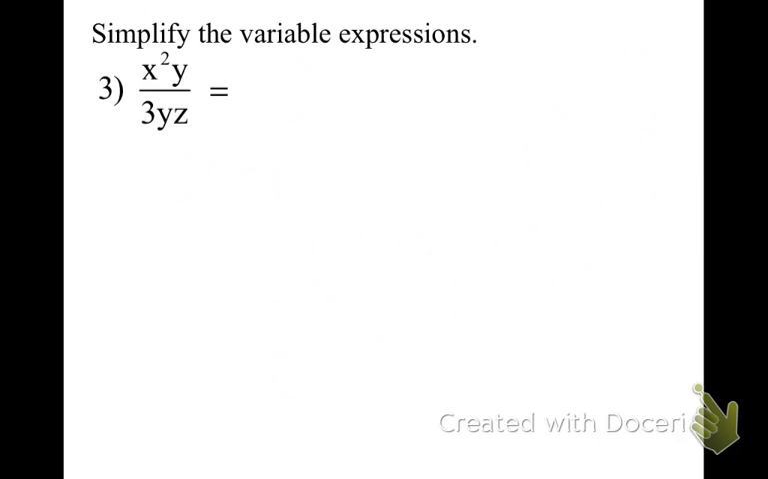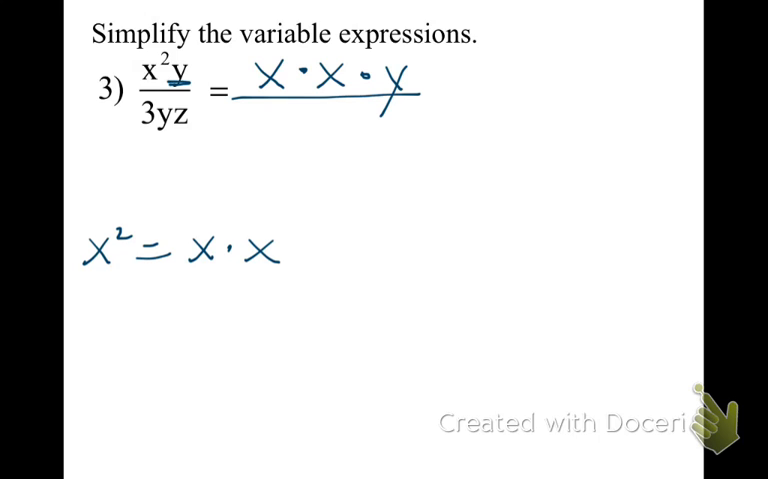Now, on your own, go ahead and try to do number 3. What is this going to look like? So, for number 3, I hope you expanded everything out. I have an x squared. Remember, x squared is technically equal to x times x. So let's just go and expand everything out. So I have x times what? I have it left over y, all over 3 times y times z.